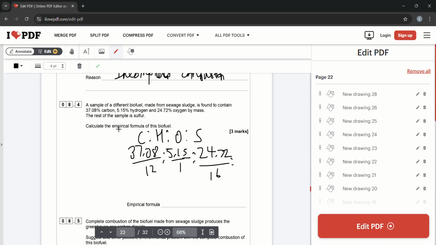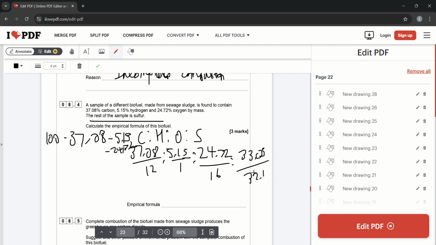How do we find sulfur? Well, we know the total percentage must add up to 100. To find the sulfur, we just do 100, because the rest is sulfur, minus 37.08 minus 5.15 minus 24.72. We get sulfur as 33.05. Then 33.05 divided by the Mr of sulfur, which is 32.1.